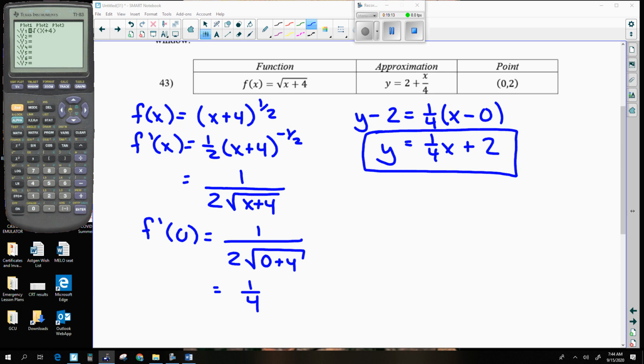And again, it doesn't really matter which one you use. 1/4 x plus 2, which is the same difference as saying 2 plus x divided by 4. So we'll assume 6. So there's that. And then the point of tangency should be at 0, 2. There you go.